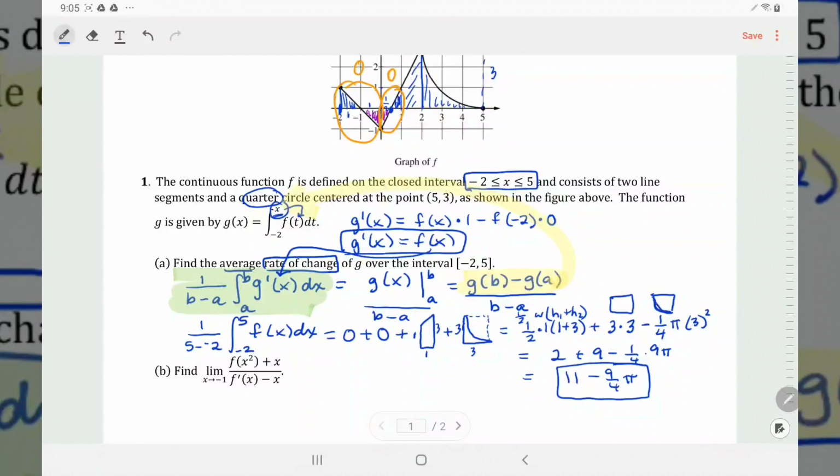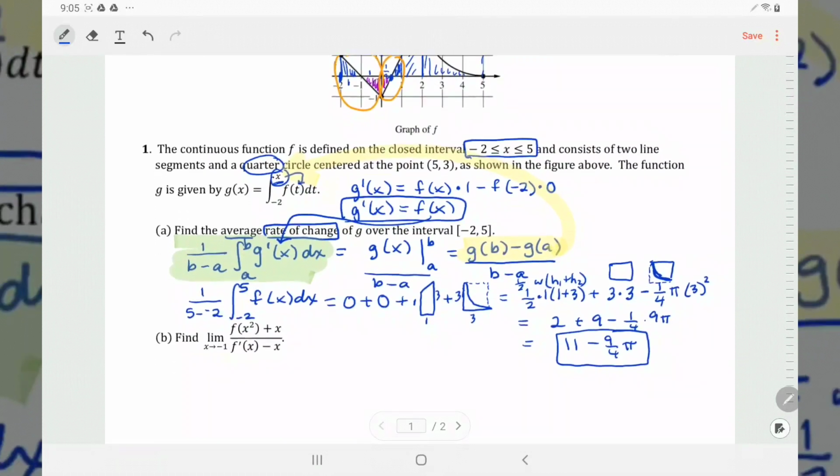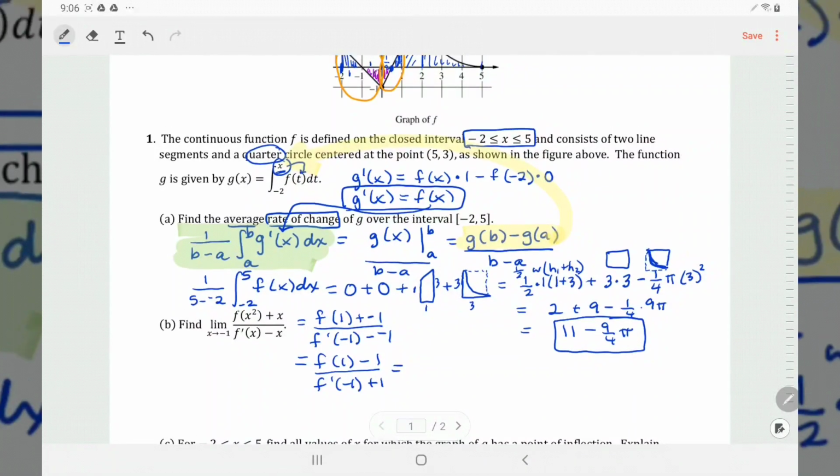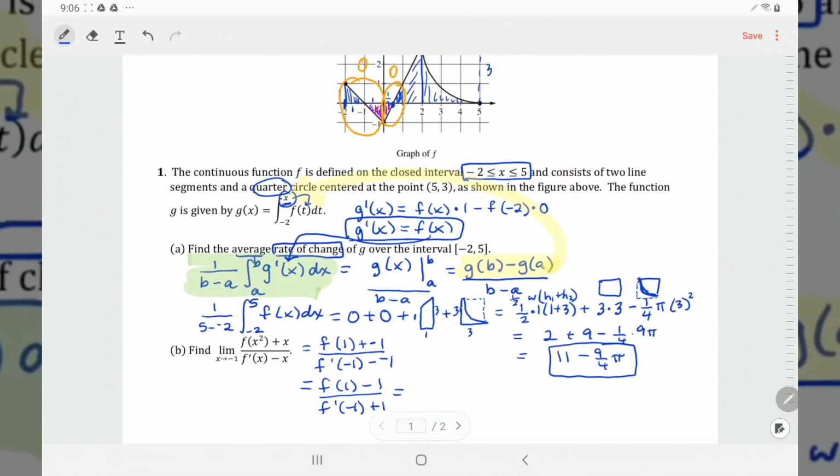Let's see how I'm doing for time. 6 minutes, 54 seconds. Okay, so this one, substitute in. Probably I'm going to be using L'Hopital's rule is what I'm thinking. So substitute in carefully f prime of -1 minus -1. So f of 1 minus 1 over f prime of -1 plus 1. And f of 1 is the y value of the f graph, which is shown at 1. So over to the x graph, I go to 1, and the y value is 1 minus 1. Okay, so that's 0. So this is looking probably like L'Hopital.